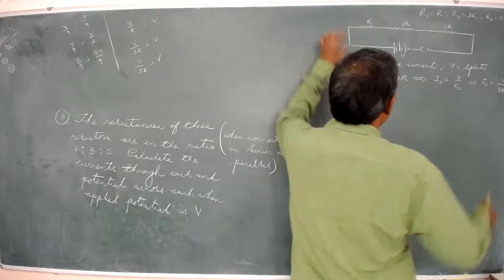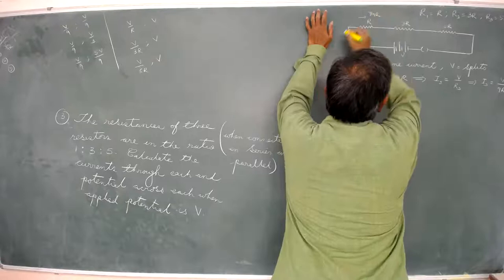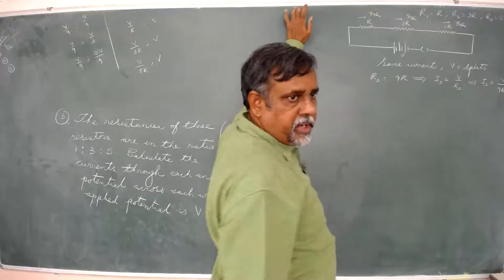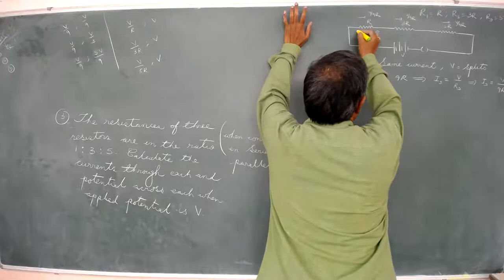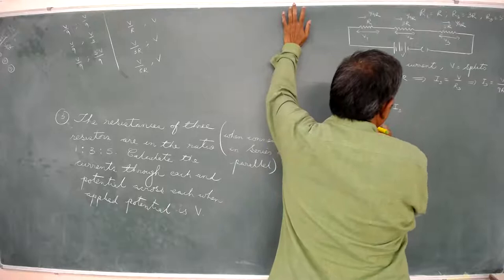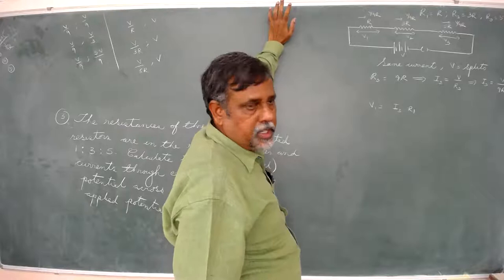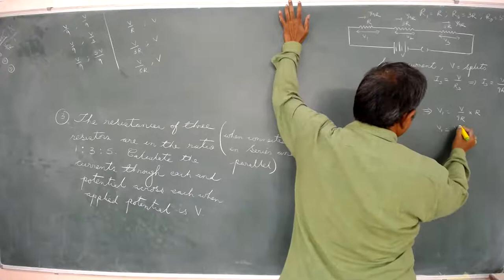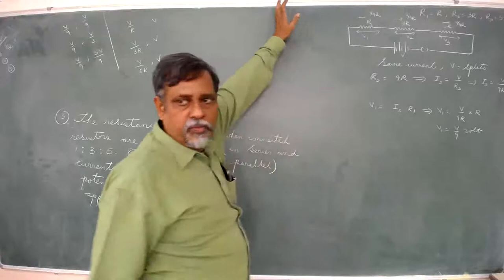Since the current is the same, through this current V by 9R passes, even through this current V by 9R passes, but potential splits. Here potential V1, here potential V2, here potential V3. So V1 is equal to effective current into R1. So V1 is equal to V by 9R into R, so V1 is equal to V by 9 volt.